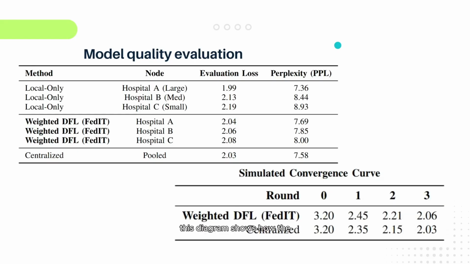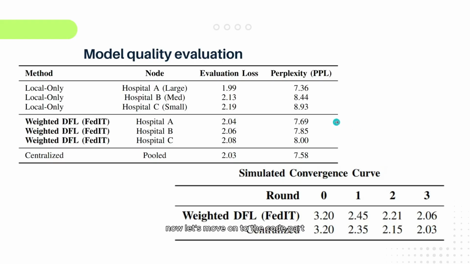This diagram shows the simulated evaluation loss curve. As you can see, the weighted DFL model converges smoothly and is just a little higher than the centralized by 0.03 in evaluation loss at the last training round.